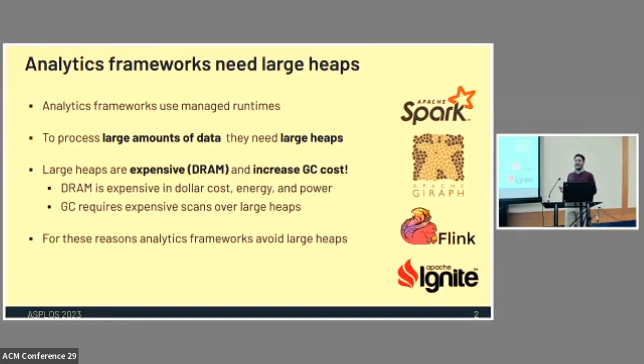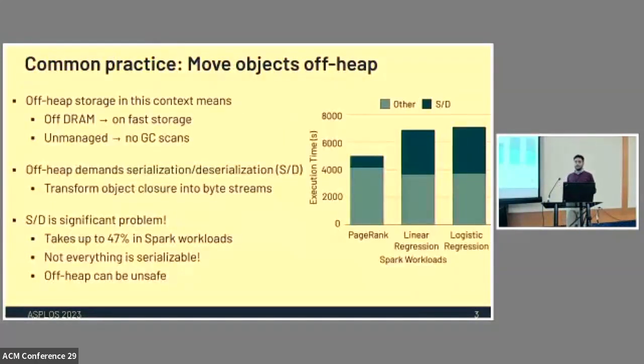On the one hand, DRAM is expensive in dollar cost, energy, and power, and on the other hand, garbage collection requires expensive scans over large heaps. For these reasons, today, analytics frameworks avoid large heaps. The main approach they use to avoid large heaps is to move objects outside the managed heap, off DRAM, over a fast storage device. Off-heap objects are not managed by the garbage collector.